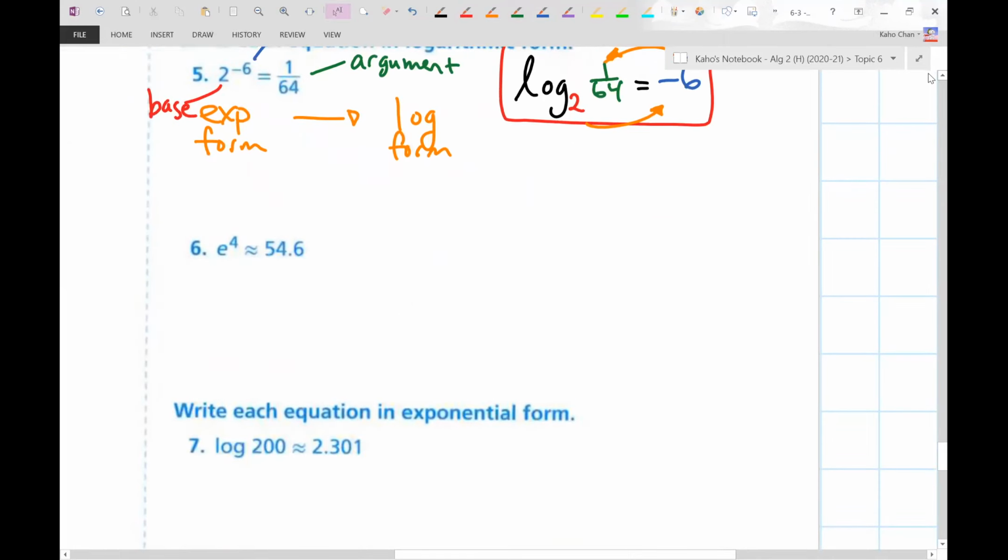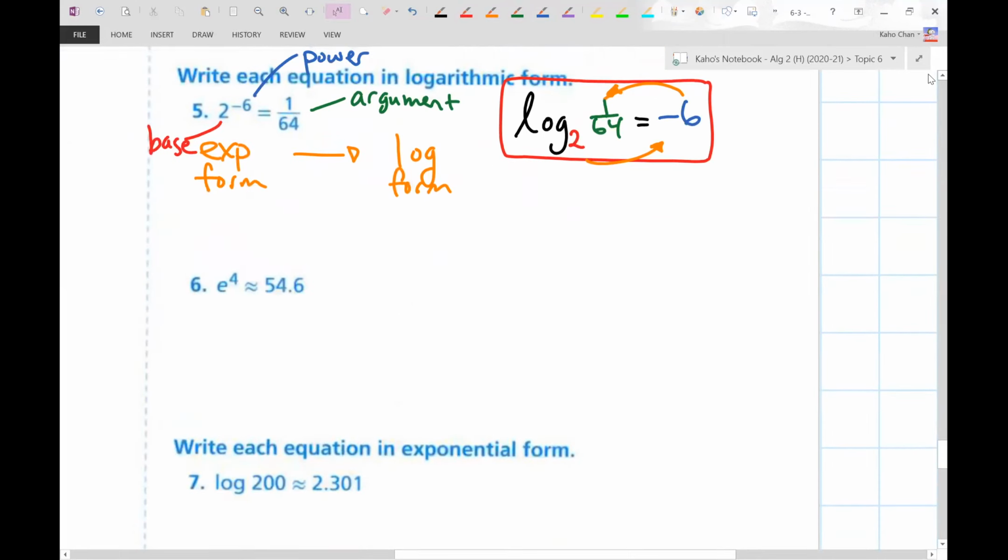Number 6 is next. We have a base e, that's kind of interesting, which means we're going to be doing ln, natural logs. And we're going to convert everything to log form. Power is 4. And the argument is 54.6.